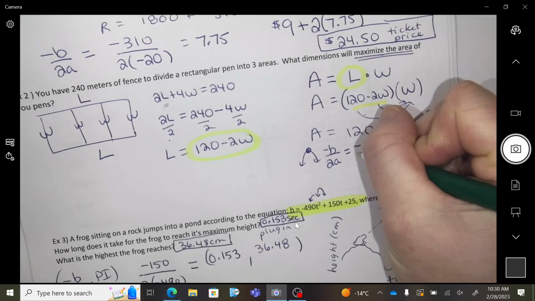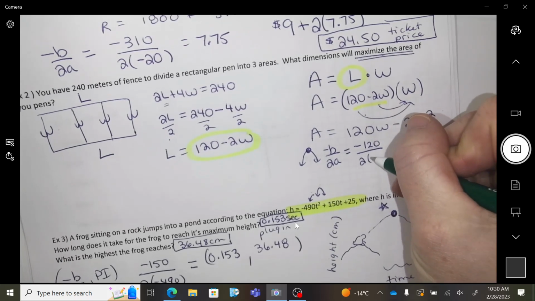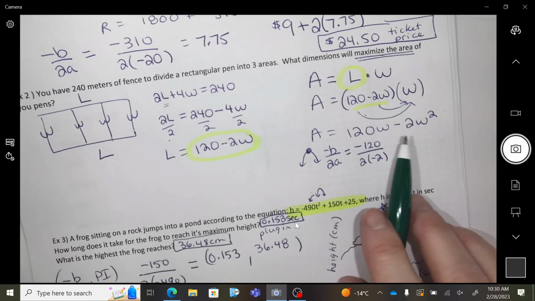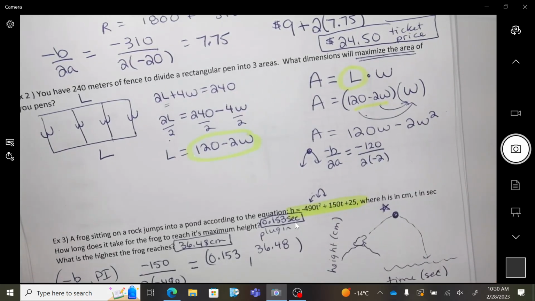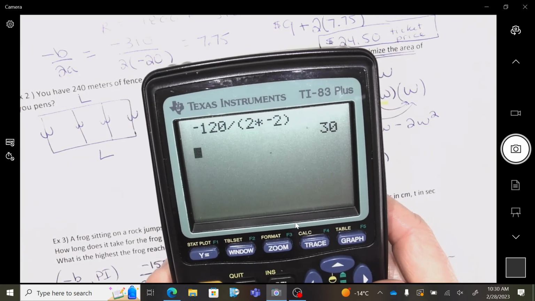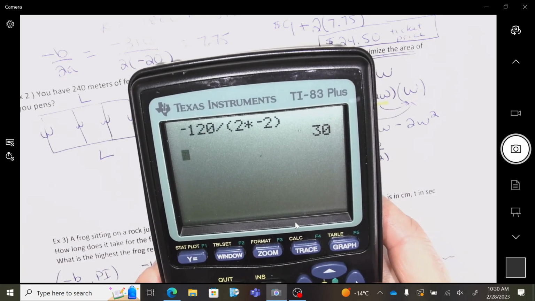Negative 120, that's the b number. 2 times negative 2, right? Because this is not in order. This is a b, this is an a. Okay, so you have to type it in with brackets. And I got 30.